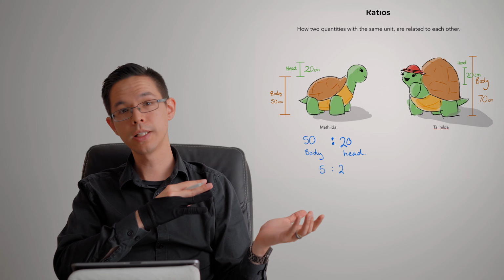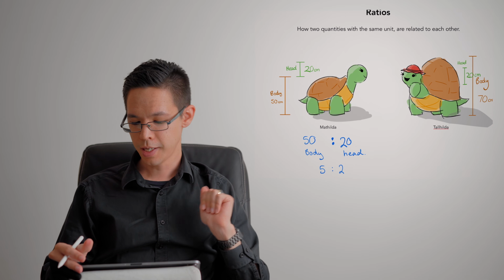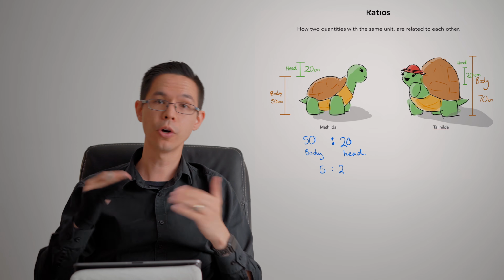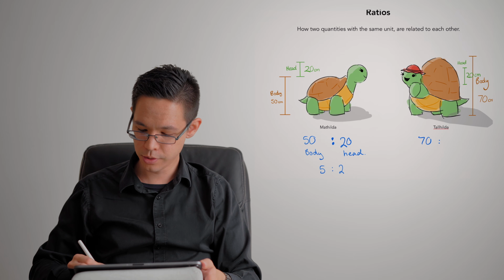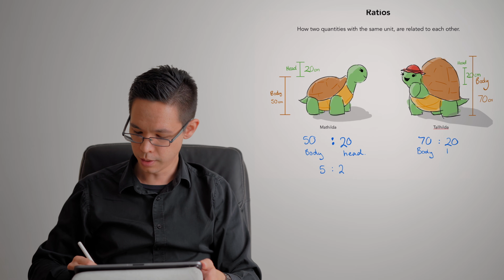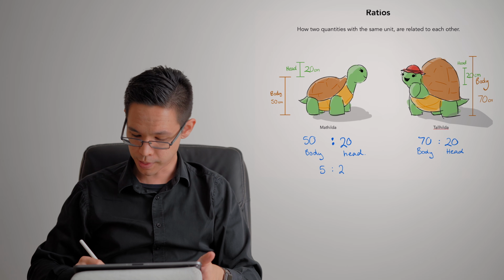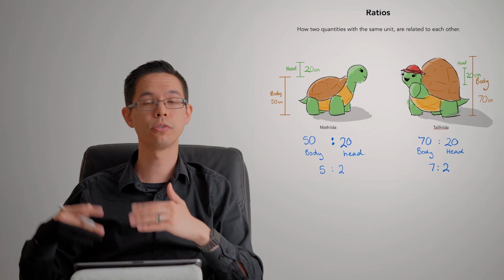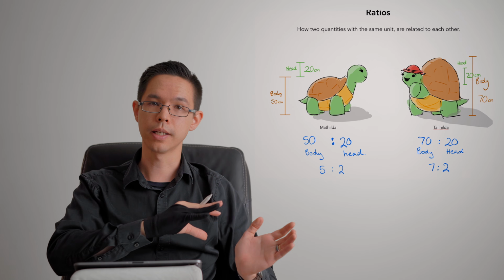Let's do it really quickly with the other example here. The other turtle next to her is her friend Tallhilda, and she's obviously a different shape, so we can express her body proportions differently. So let's go. 70 centimeters is to 20 centimeters for her body and her head. And we simplify by dividing by the highest common factor. So we divide them both by 10, so it leaves us with 7 is to 2. So the ratio for her body and head is very different to the ratio of Mathilda, the other turtle.